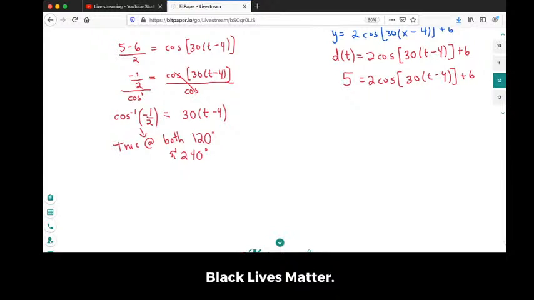So let's try 120 degrees. So 120 degrees, because I've now replaced cos to the negative 1 times negative a half by 120, equals 30 times t minus 4. And all I need to do is solve algebraically. So I'm going to divide by 30, divide by 30 equals 4, t minus 4.